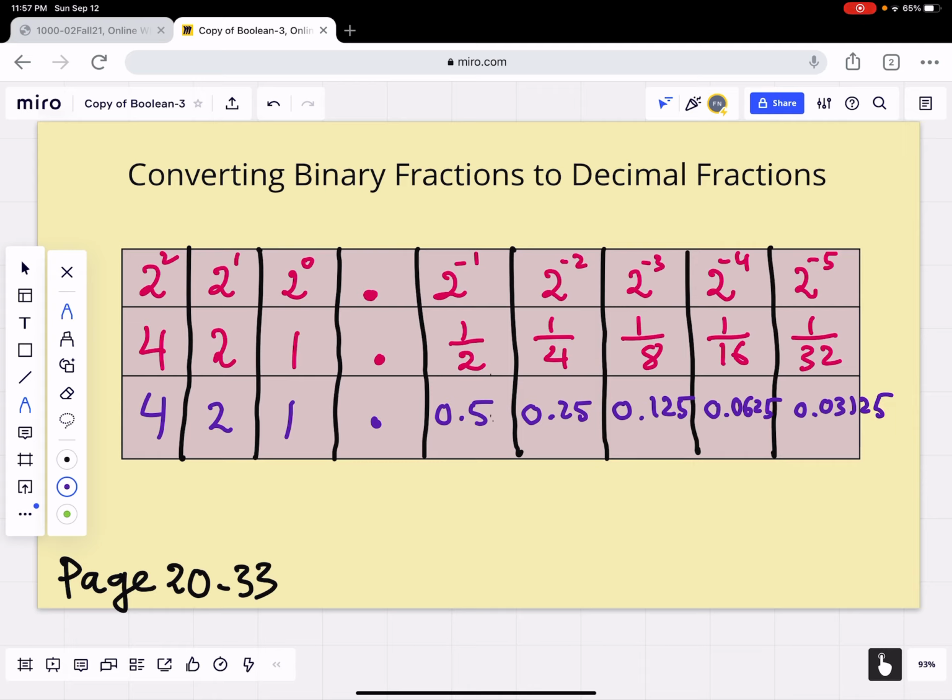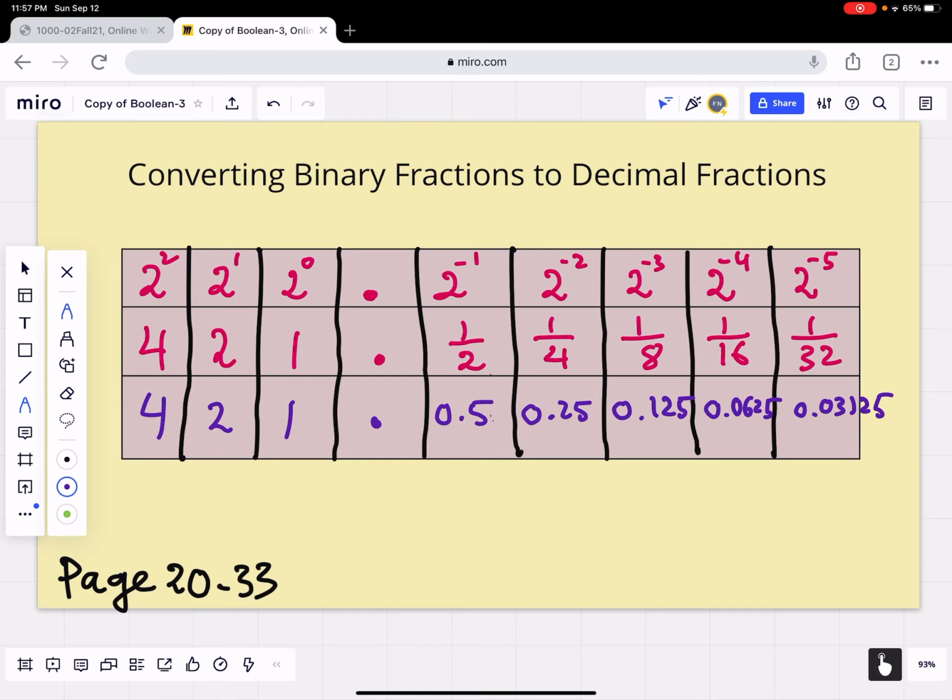Okay, so if you have a binary fraction and you want to convert to the decimal fraction, then you have to line them up correctly on the place value table, and make sure that each digit corresponds to its correct value on the table. Then you multiply each digit by its weight and add all the products, and you got the answer.